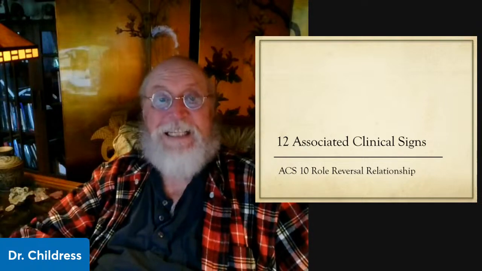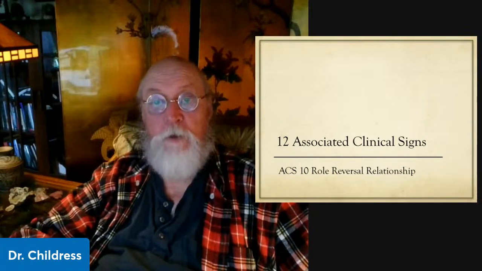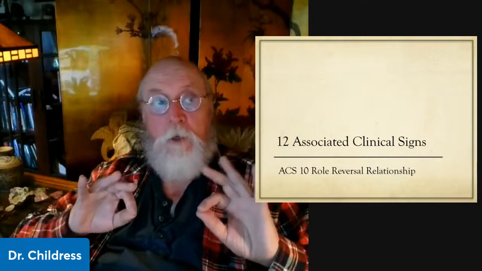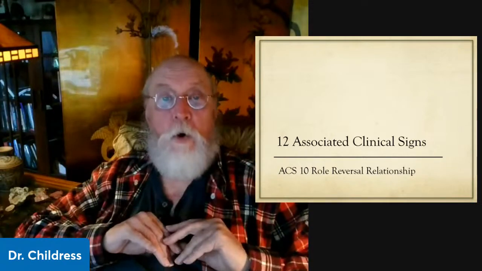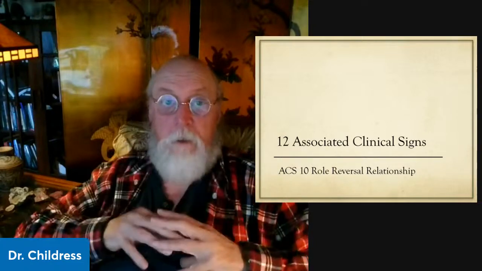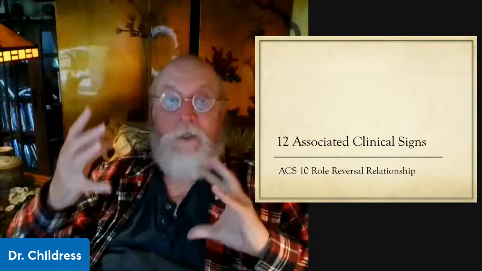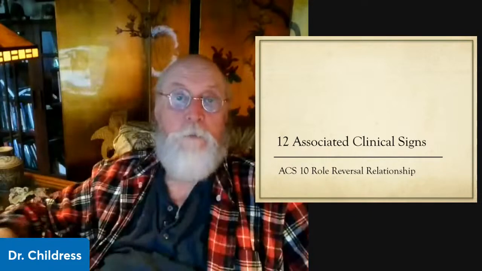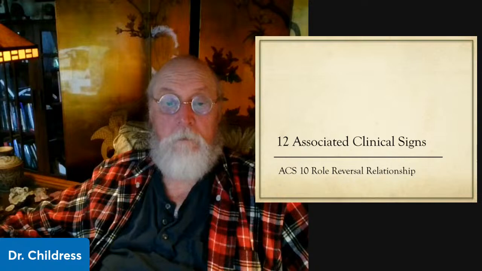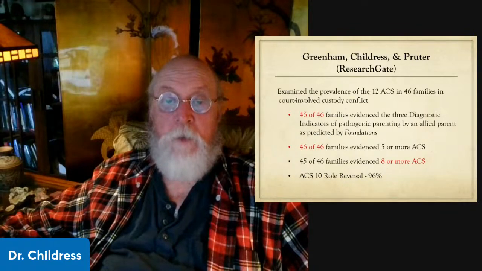We're up to ACS 10, which is the role reversal use of the child. And this is one of the central and core symptoms of the pathology. This symptom intertwines with many of the others relative to the pathology in the family courts.